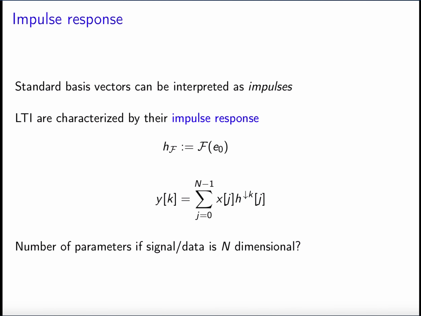I've already given this away, but it's good to emphasize it. The number of parameters, if the signal and the data are both n-dimensional, is now no longer n squared. It's just the dimension of h, which is equal to n. So we have really reduced the dimensionality of our model dramatically by enforcing translation invariance.